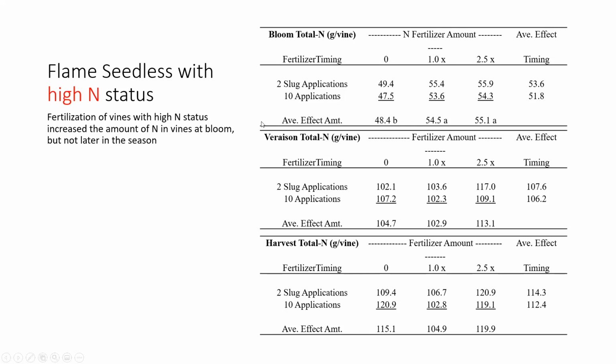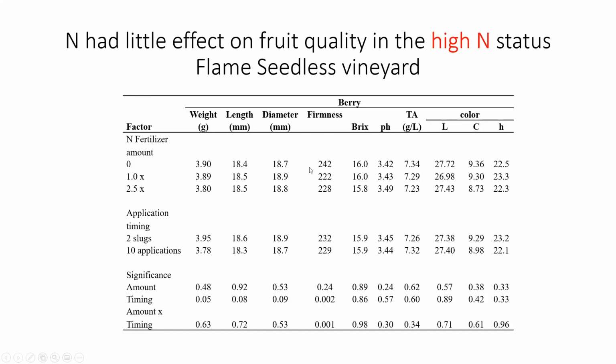So here we have the total grams of N per vine in response to fertilizer amount and split applications at different times. So bloom is this top table, then we have veraison, and then we have harvest. And you can see that fertilization of vines that already had a high N status increased the amount of N in the vines at bloom. So here, this top section is the amount of nitrogen in the vines at bloom.